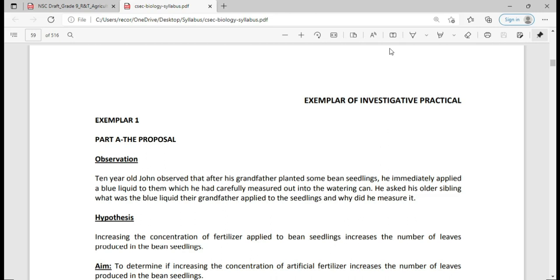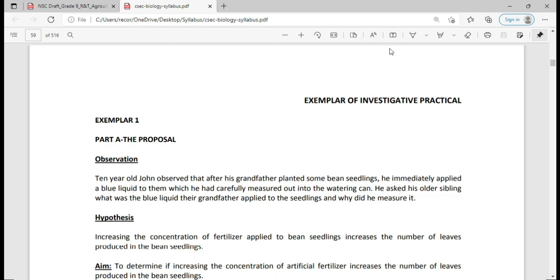We're looking at the planning and design. So it begins with observation. Now, 10-year-old John observed that after his grandfather planted some bean seedlings, he immediately applied a blue liquid to them, which he had carefully measured out into the watering can. He asked his older siblings what was the blue liquid their grandfather applied to the seedling and why did he measure it. All right, so I am assuming that the blue liquid here is copper sulfate. It's a type of fertilizer.